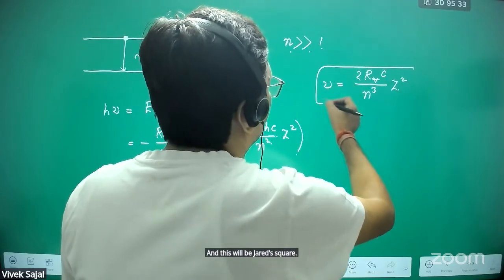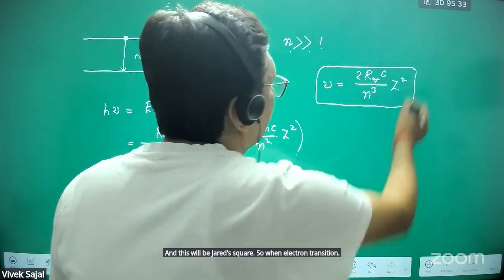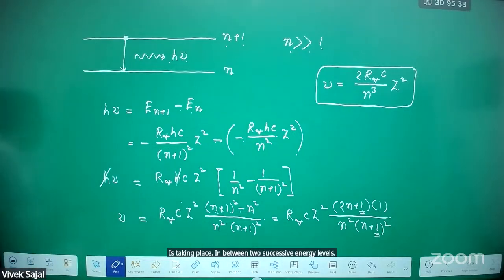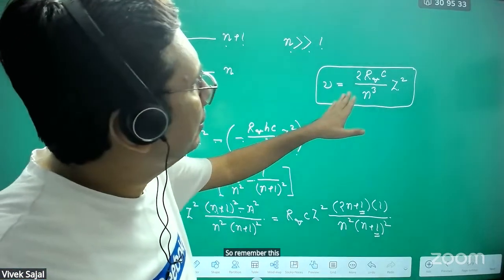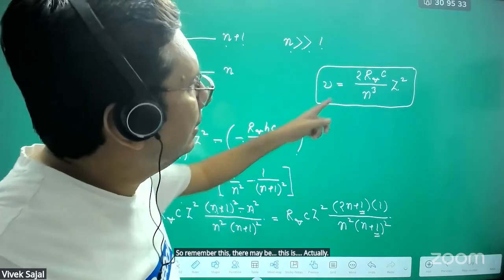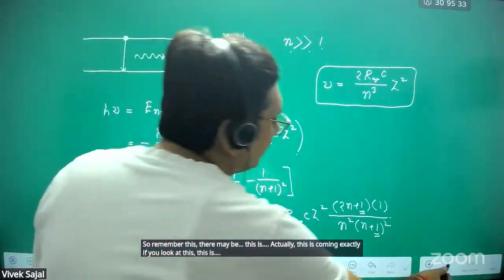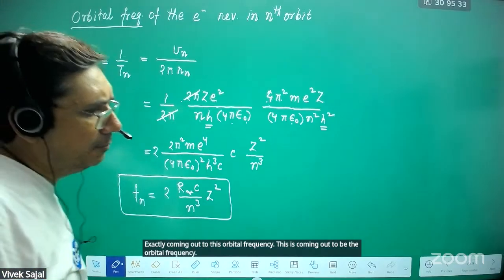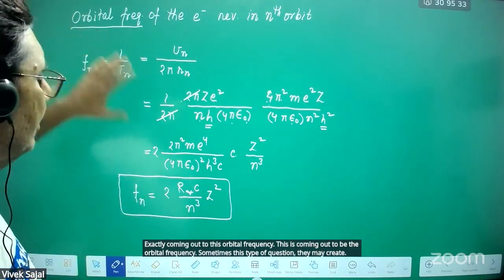So when electron transition is taking place between two successive energy levels, where n number is very, very high, then this will be the frequency. So remember this, this is exactly coming out to be the orbital frequency. Sometimes this type of question they may create, but they are different frequencies.